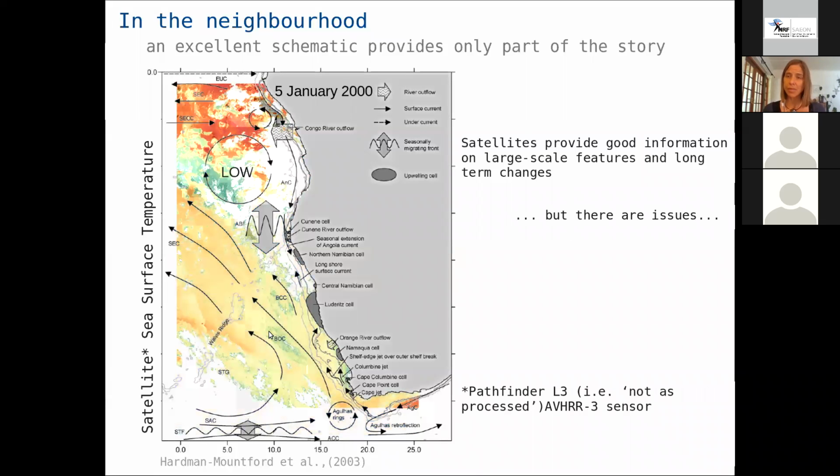But if we look at the same image from a different product that is not as processed, we note that there, in fact, is really often cloud covering most of the region. So the problem with satellite information is that a lot of the information that we get is highly processed, and we lose a lot of the key features of the system, particularly when we have a system that has a lot of intense fronts. Where the temperature changes rapidly in space, the processing procedures think that it's a problem and they flag that information. So we end up losing information, particularly near the coast in the Benguela system.